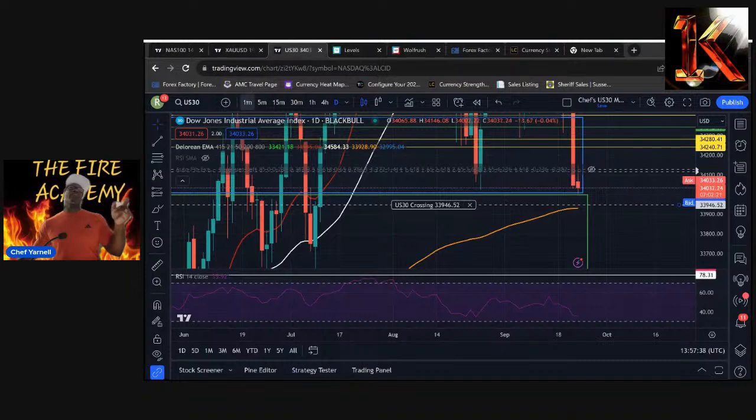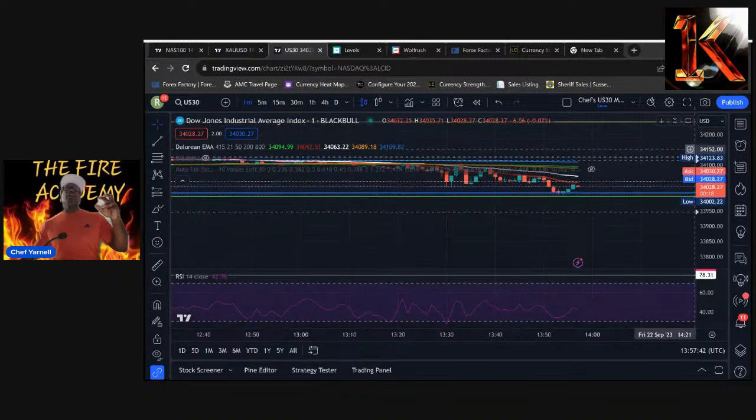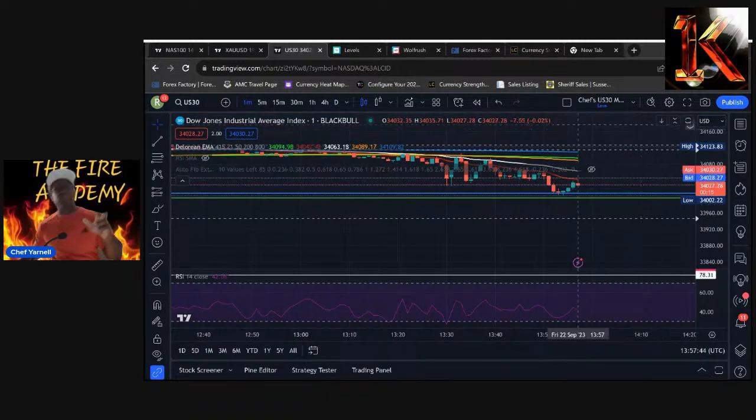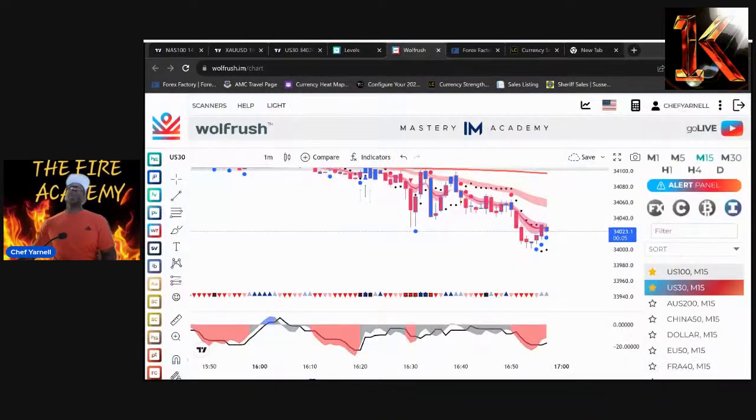US 30 hasn't activated on either level. So you should not be in the US 30 trade. Am I correct? And NAS is looking real pretty, guys. NAS is looking real pretty. I really want to see this thing push and drive the market. Let's look at what Wolf is saying about NAS.